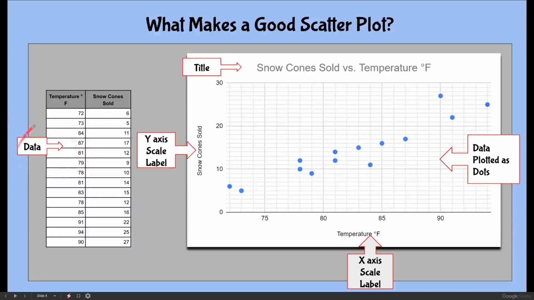Speaking of which, here's our data in an input-output table. We need a y-axis, a scale, and a label. So here's our y-axis. Our scale, we already talked about, is going up by 10. The label is snow cones sold. We also need an x-axis, which is this way, a scale, and a label. Our scale is going by 5s, and the label is temperature in degrees Fahrenheit. And then we need to have our data plotted as dots.